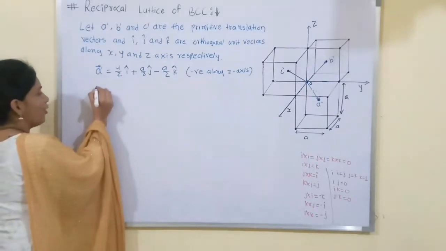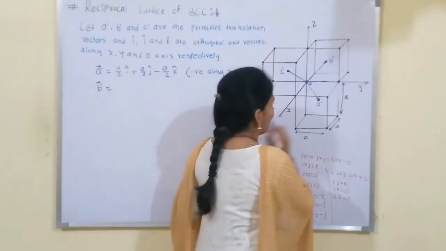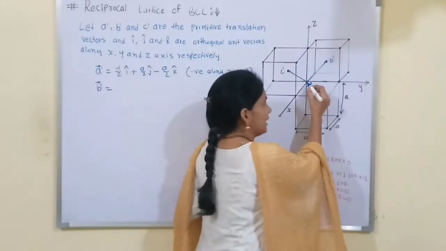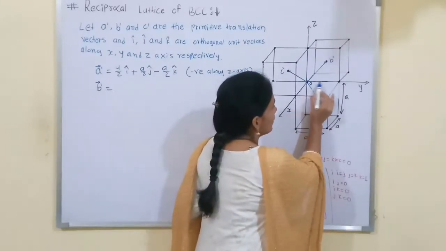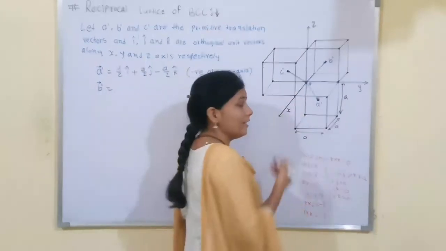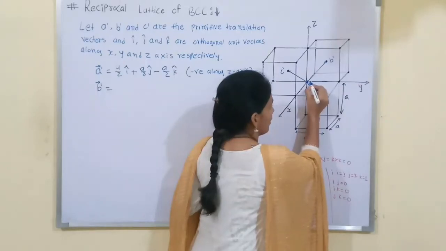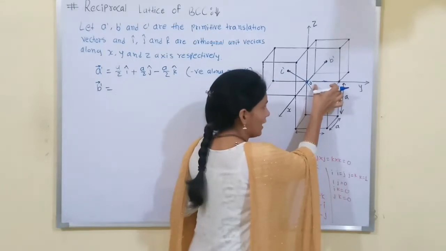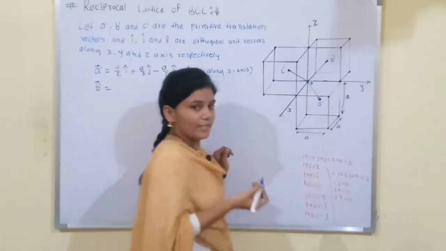Similarly, we will write for the B dash vector. Also here we can see, if we consider this lattice point and want to translate it towards this body diagonal lattice point, we will go along the positive y-axis and also along the positive z-axis to reach this point. We know that this is also an edge of this cube, so we will travel only half of the distance of the edge.